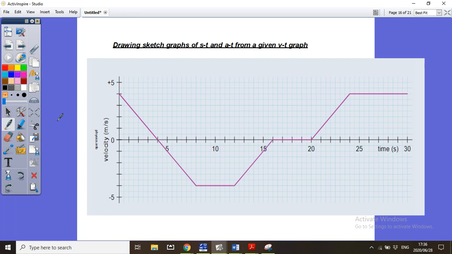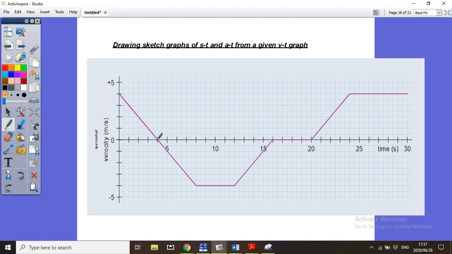Before we look at changing the velocity time graph to displacement time graphs and acceleration time graphs, I want you to think about the motion of this object logically. Whatever object this is, it started at a velocity of positive 4. Let's say that's east, for instance. Then it's slowing down, slowing down, slowing down, and here it's stopping.